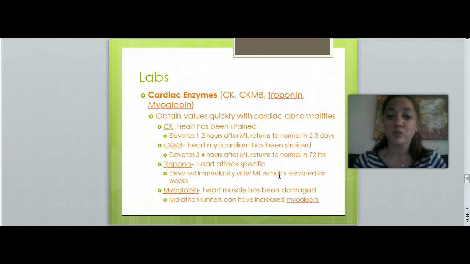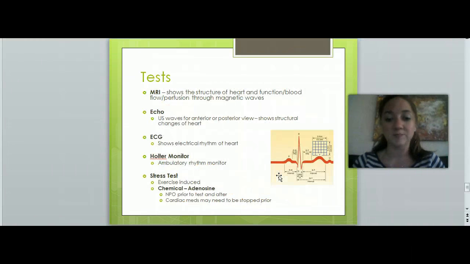All right, so just remember that troponin, that's key. The tests that we can do to see if our patient is in cardiac distress or has some kind of cardiac issue of any kind, usually we're going to get an MRI of some kind. It's going to show the structure and function of the heart. It's going to show our blood flow through the heart, the perfusion, and all of this is done using magnetic waves. It lets us know just how the heart is working, if it's at high functioning or not.